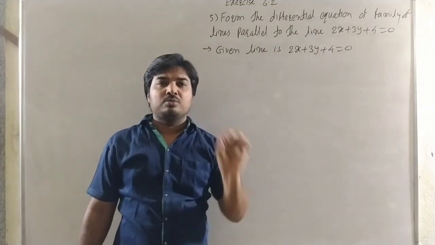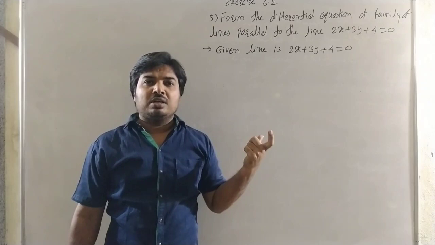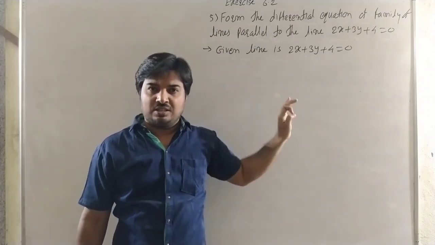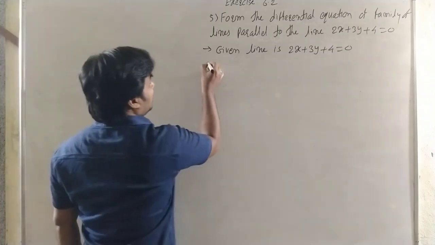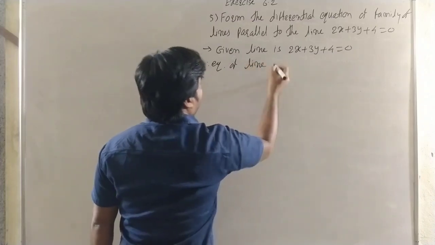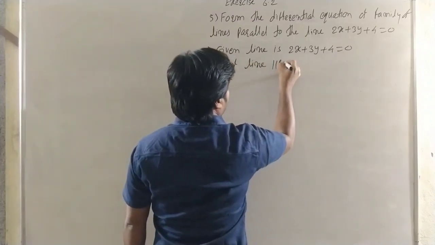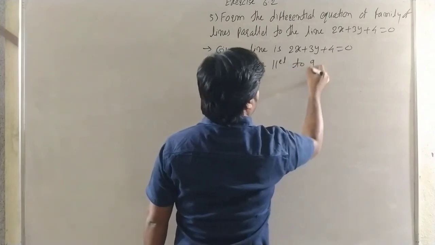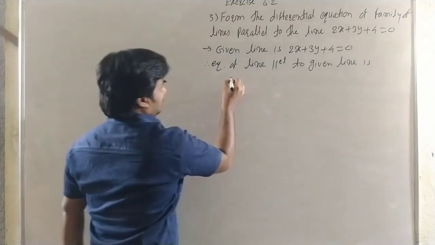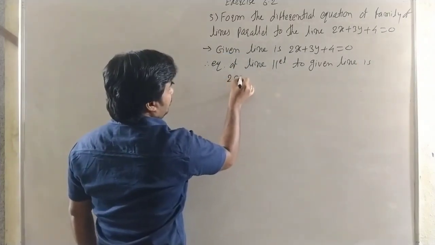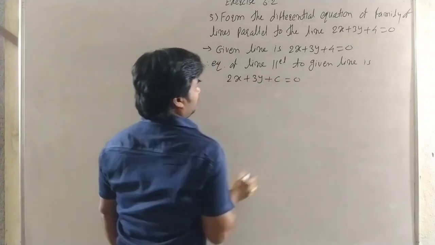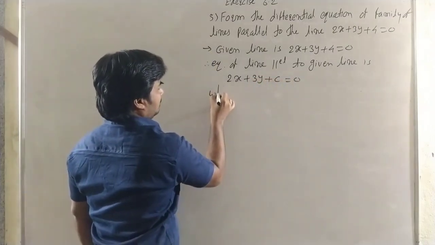The equation of line ax plus by plus c. Okay, a and b are the same. Only difference is in the constant c. Okay, these are the two parallel lines. Therefore the equation of line parallel to given line is 2x plus 3y plus c is equal to 0. Here c is arbitrary constant.